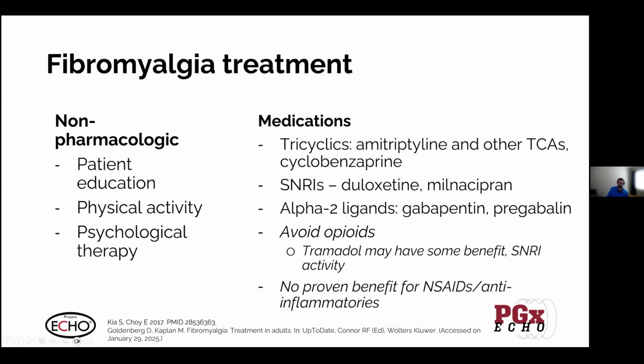I have noted here that tramadol, because of the SNRI activity, might have some more benefits relative to some other opioids. But again, in general, we should be encouraging both patients and providers to be avoiding long-term use of those. And then although NSAIDs and other anti-inflammatories might be utilized for pain, at this point, there's really no proven benefit for long-term use of those, specifically for fibromyalgia-associated pain.